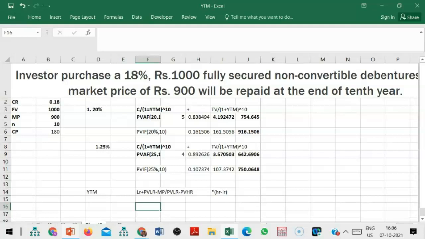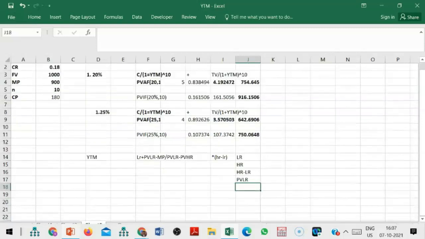One more thing that you need to understand here: we need to define the variables first. So what is the lower rate? What is the higher rate? And what is the higher rate minus lower rate? And what is the present value of lower rate? And what is the present value of higher rate?